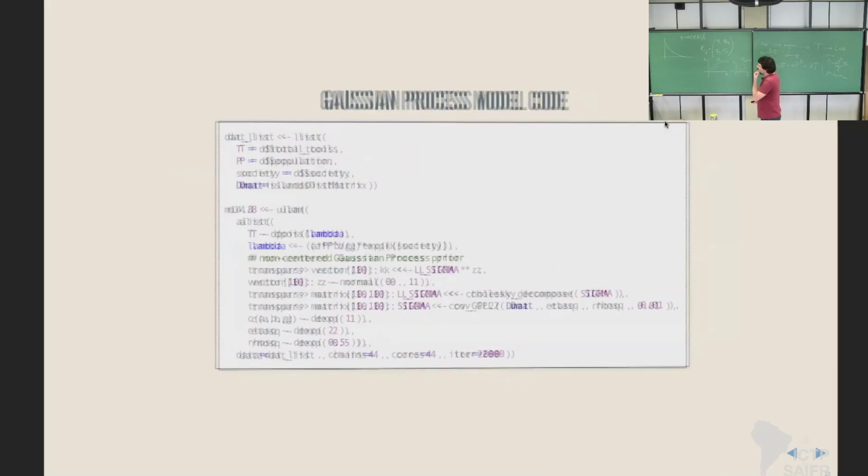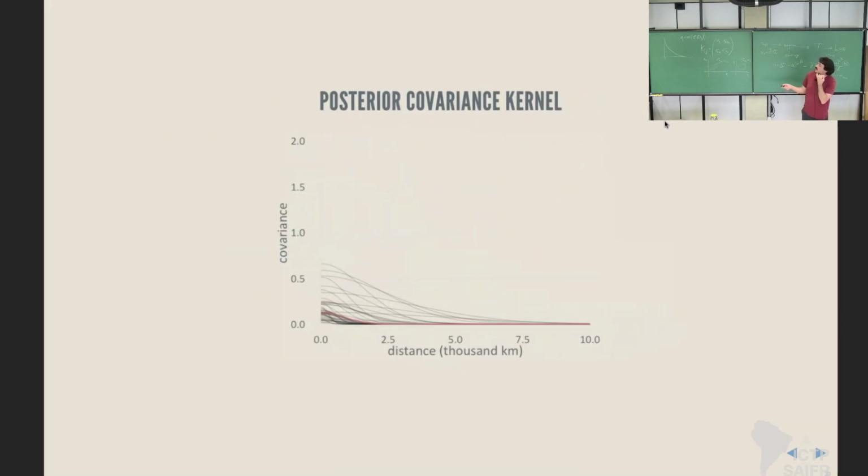Okay, this is the model code. And this is the posterior covariance. So this is what the model thinks the correlations fall off like. These curves used to go all the way up to 3 here. But after we see the data, we conclude that the correlation between close by islands is much smaller than what was possible in the prior, right? So this is the model learning how similar close by islands are.